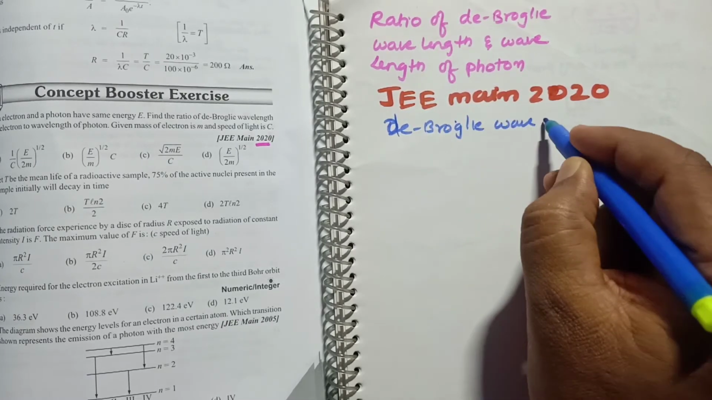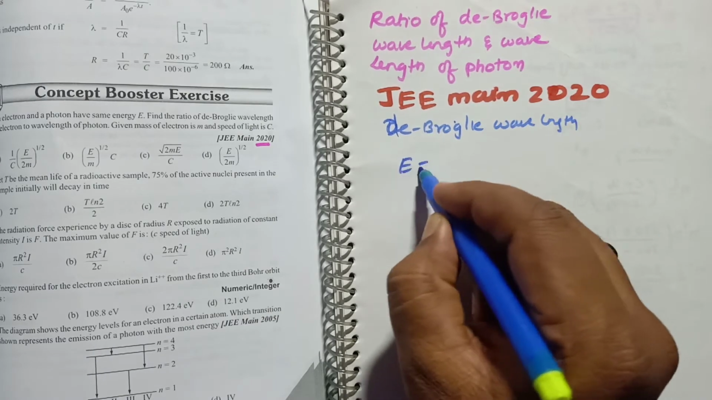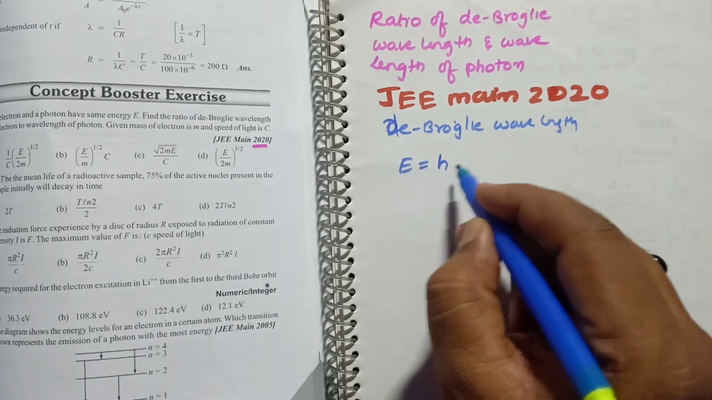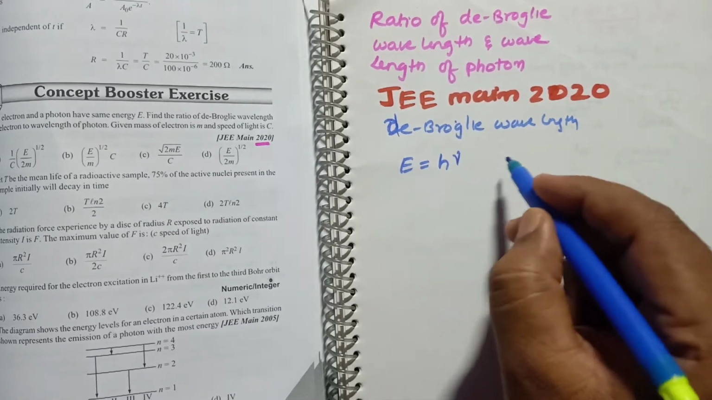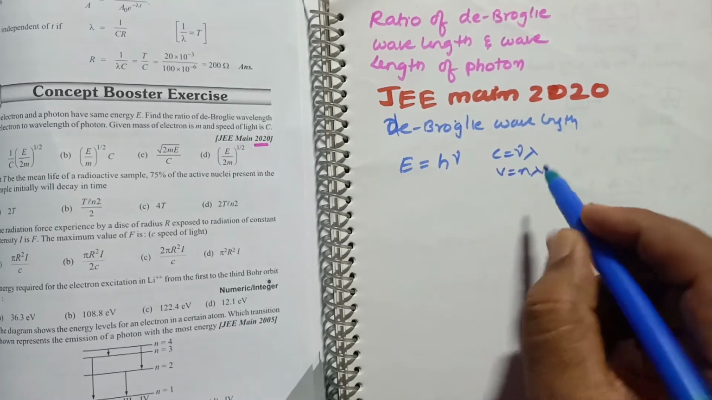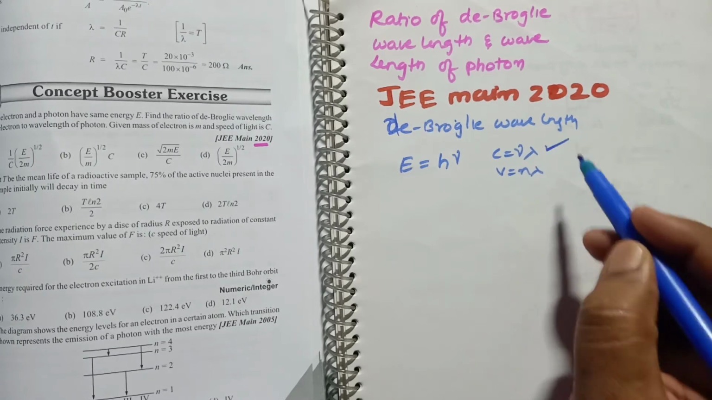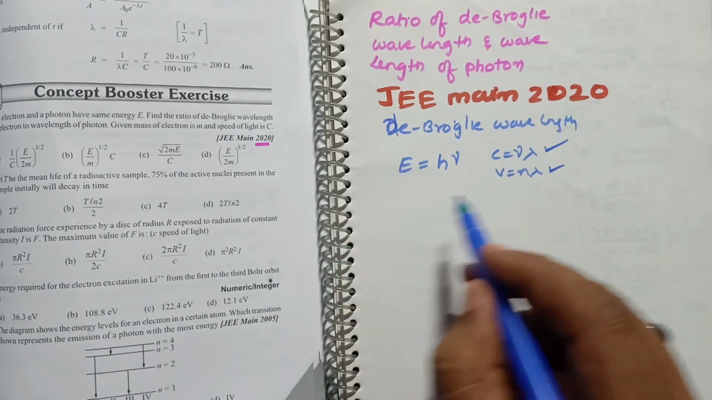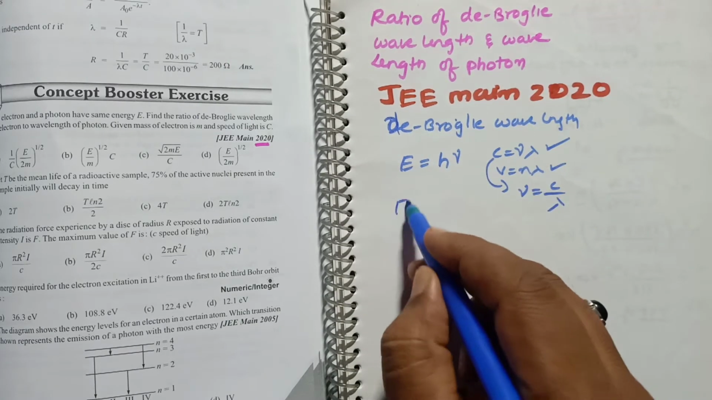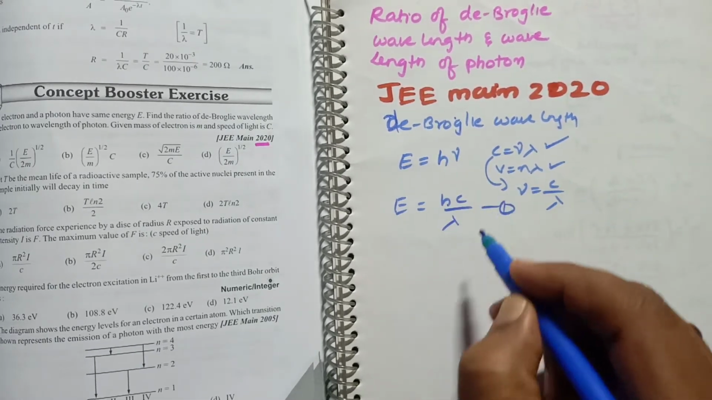For this, you first write Planck's equation, that is E is equal to h nu. And you know c is equal to nu into lambda, just like v is equal to n lambda in sound. This is the frequency of the light ray, and this is the frequency of sound. In light we use this formula, and in sound we use that formula. Therefore nu is equal to c by lambda. This is equation number 1.